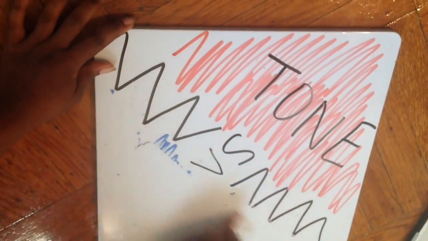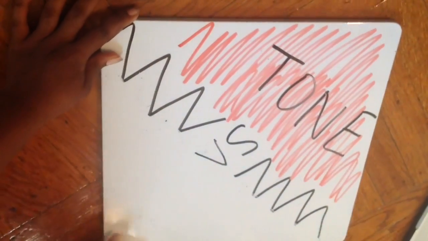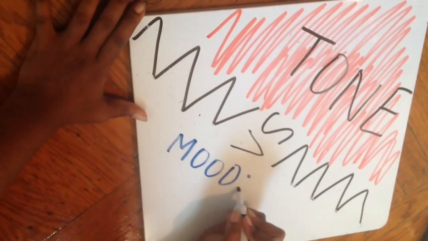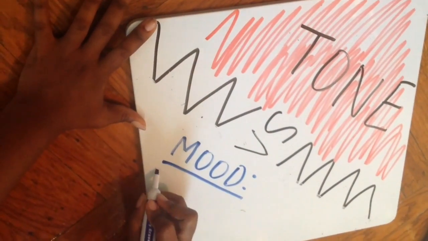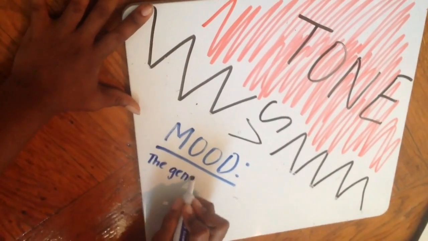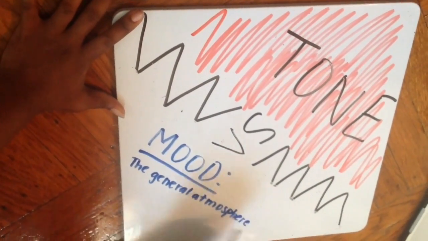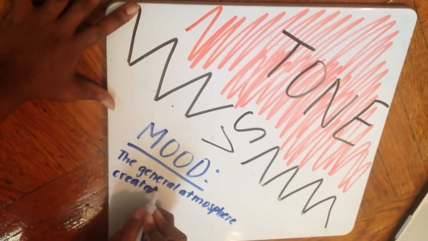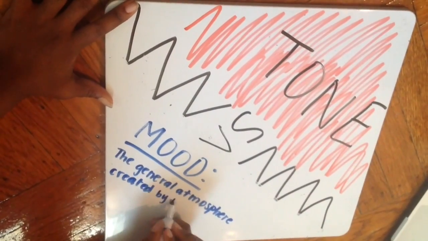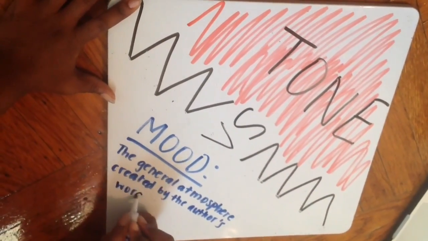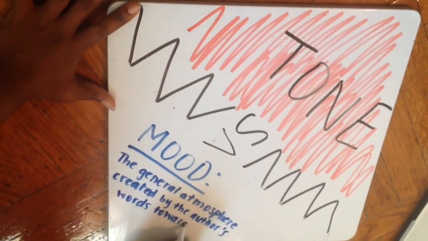First, we will start with the definition of mood and tone. So mood can be described as the general atmosphere created by the author's words towards the audience. So basically, it's how the audience feels after reading the ideas expressed by the author.